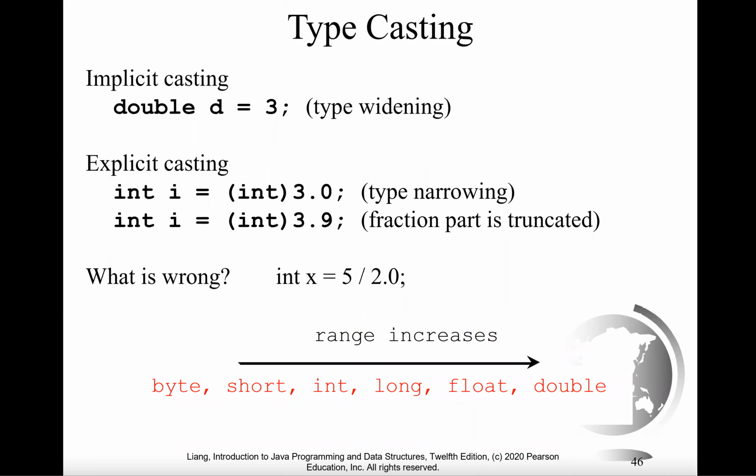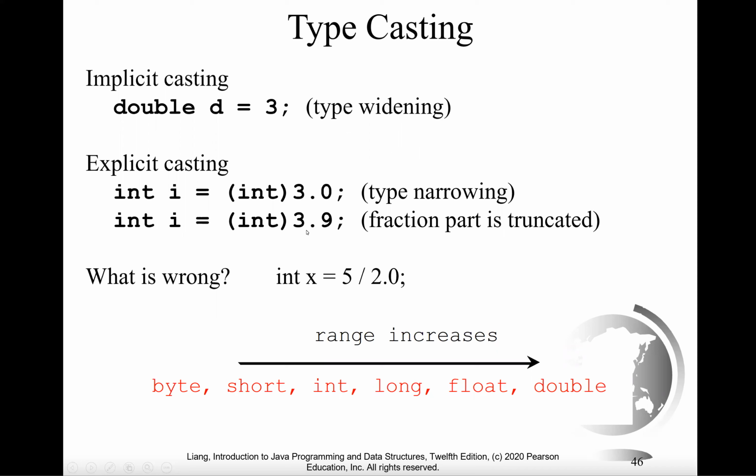However, you cannot assign a value to a variable of a type with a smaller range unless you use typecasting. In this case, 3.0 is a floating point number. You cannot directly assign it into an int variable i. You have to perform the operation called casting explicitly. So this is to cast a floating point number into an int.